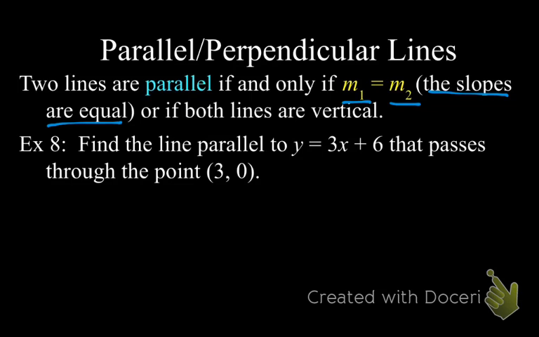That's important. Or the other way you could think of this is if both lines are vertical, then they don't have slopes. Because they're vertical lines, and so that would be the other option. If two lines are vertical, they're parallel, or if the slopes are equal, they're parallel. So let's take a look at example 8, and this will be a little bit of a new type of problem here. Find the line parallel to y equals 3x plus 6. What we're going to do is we're going to focus on slope-intercept form, which looks like this.